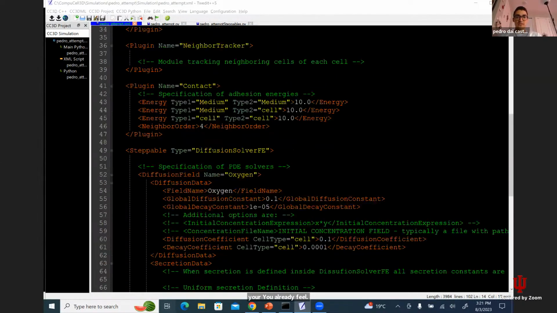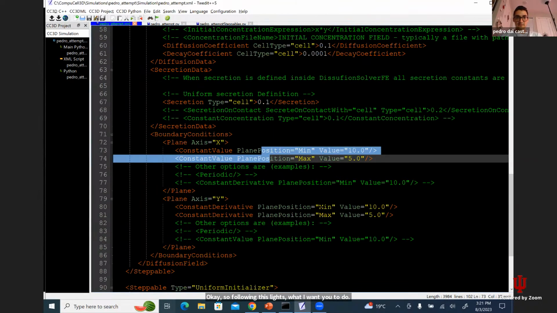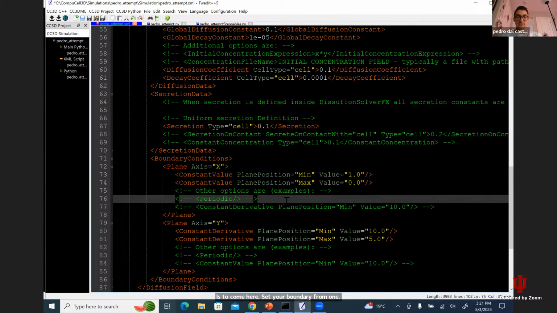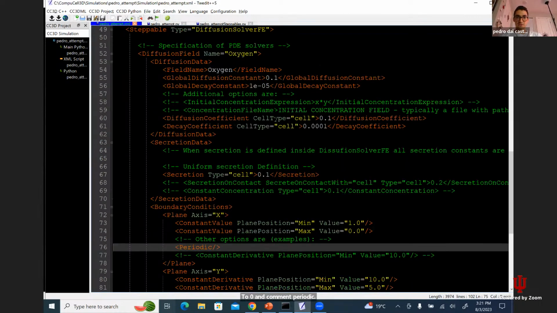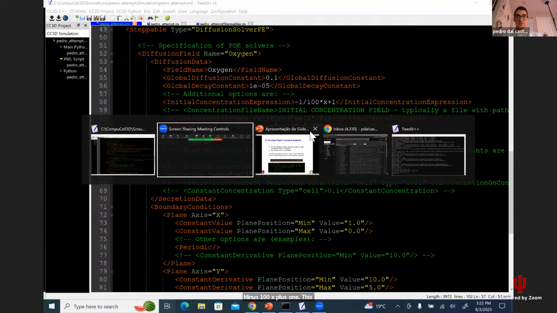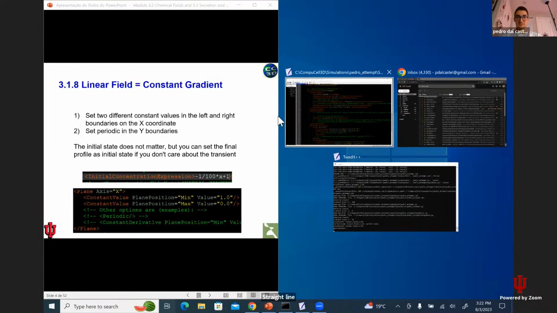Okay, so following the slides, what I want you to do is to come here, set your boundary from 1 to 0, and comment periodic. And the initial concentration expression, uncomment it, and set it to minus 100x plus 1. This is the equation of our straight line. Let me try to do this.